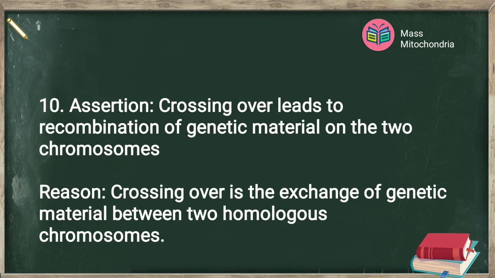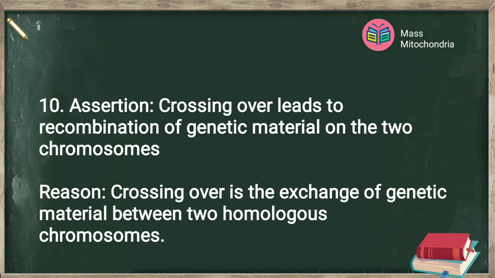Question number 10. Assertion: crossing over leads to recombination of genetic material on the two chromosomes. Reason: crossing over is the exchange of genetic material between two homologous chromosomes. Did you guess this answer? Crossing over or recombination occurs during the pachytene stage. Recombination involves mutual exchange of segments of non-sister chromatids of homologous chromosomes. This involves breakage and reunion of chromatid segments.